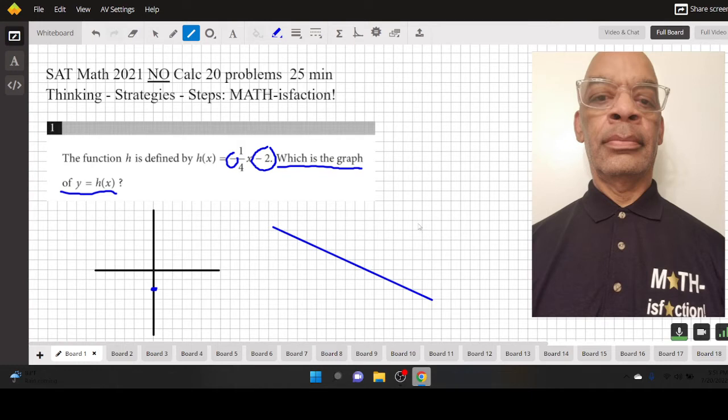Line has to go in this direction from left to right, 1/4. So from this point, down 1, right 4. Down 1, right 4. So this would be the graph.